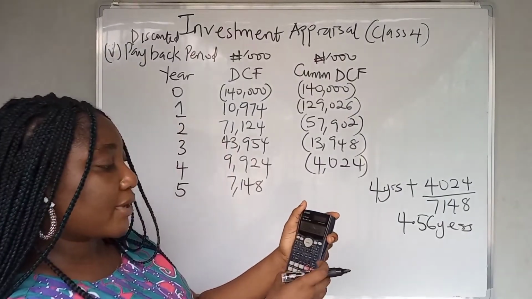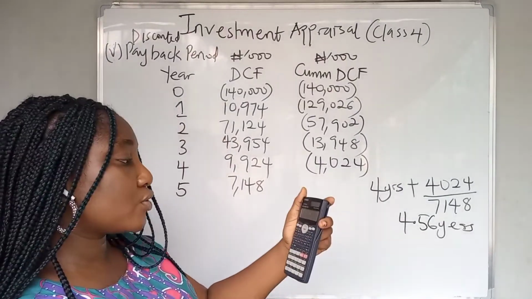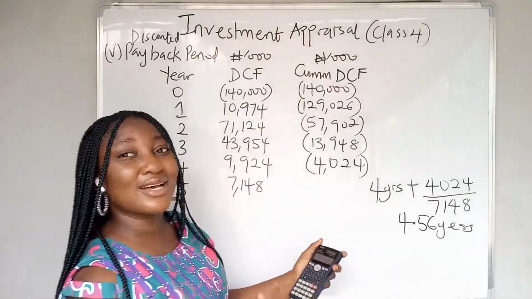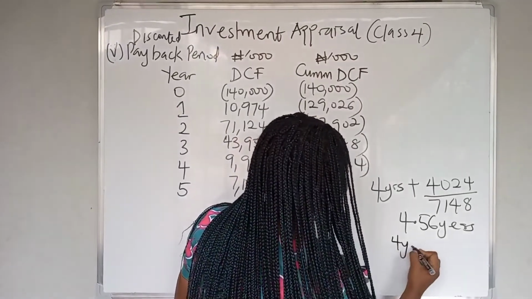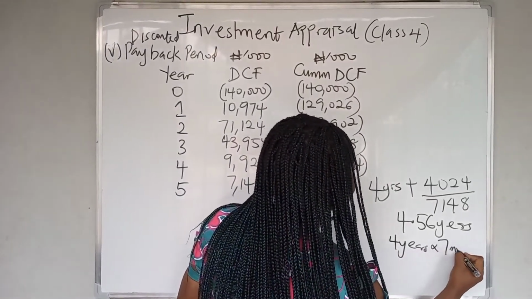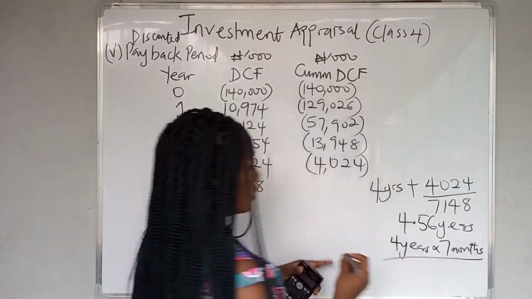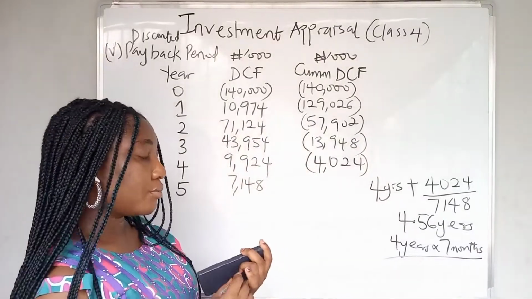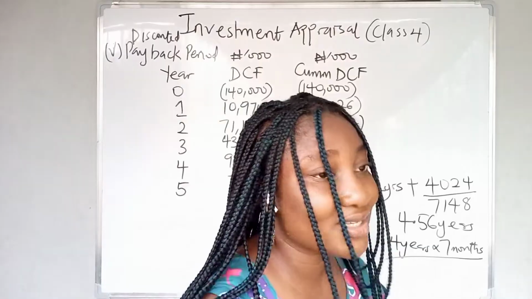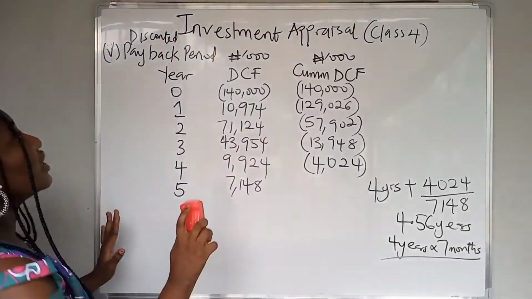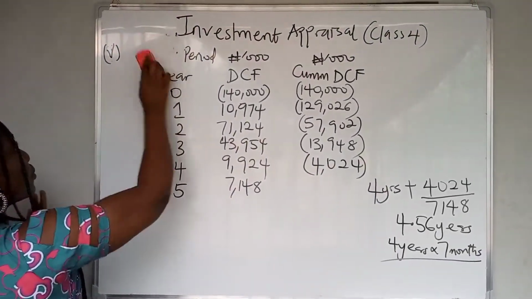Okay, so you can multiply by 12. That's that 0.56 by 12. So now how many months? So that's 4 years and 7 months. That's if you want to put it in months. 4 years and 7 months. So that is how to solve payback period and discounted payback period. It's very simple. Now let's go to project duration.